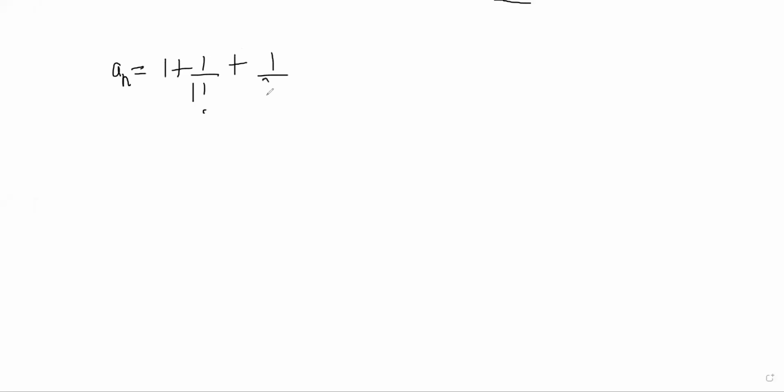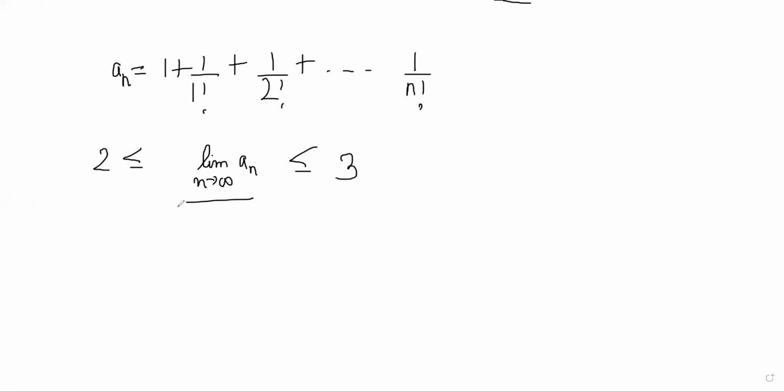So obviously the whole an is greater than 2. The notation is just saying what is the limit as n tends to infinity, and that is the limit of the sequence. Is it greater than 2 or less than 3? Is that okay?